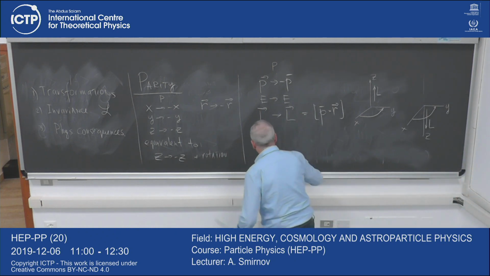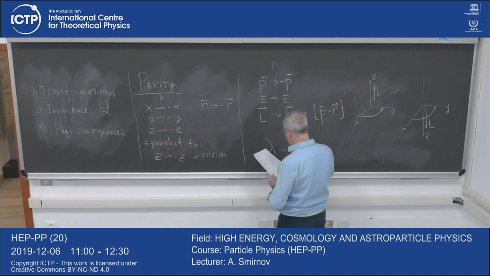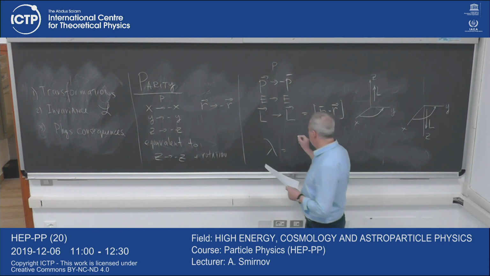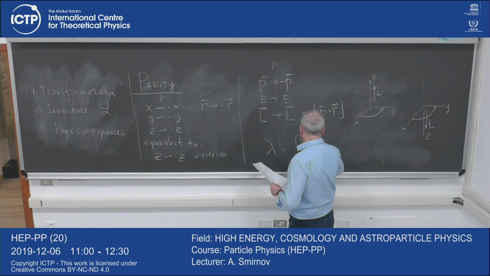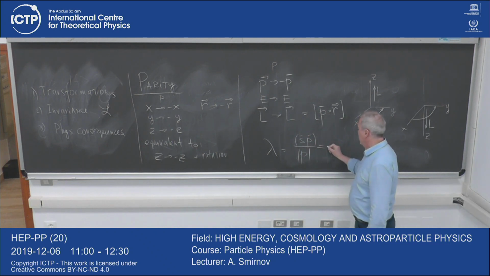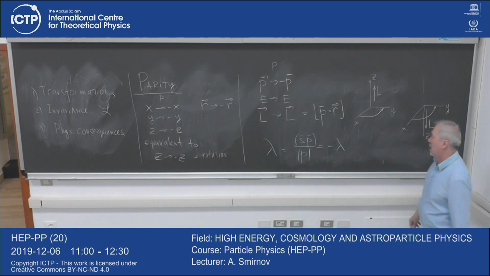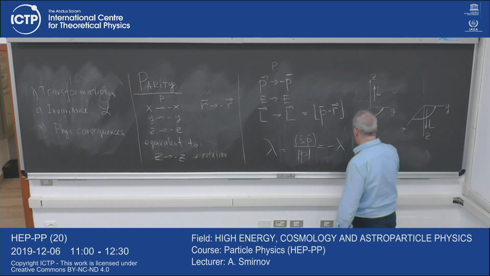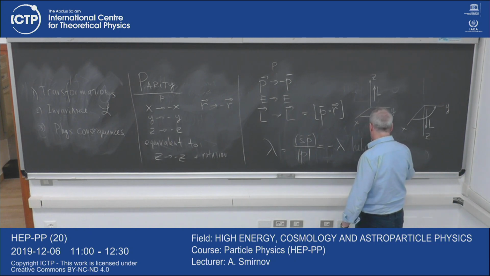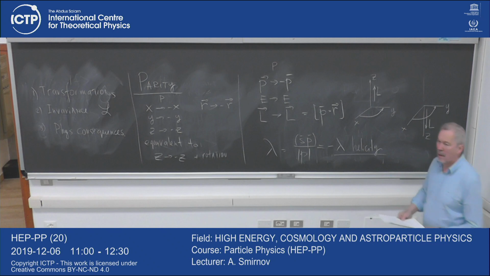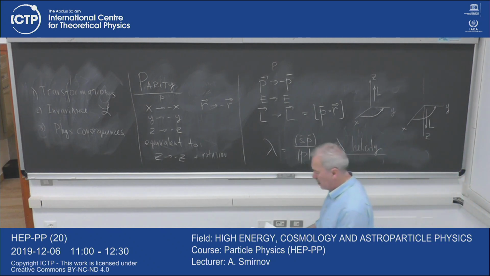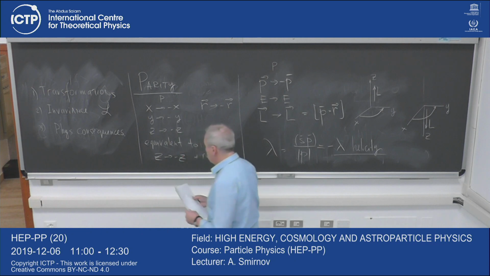Now, what happens with helicity? Helicity is the projection of spin on the momentum. So that changes the sign, because P changes the sign of momentum, and spin doesn't change, and therefore helicity changes the sign. This is helicity. So this is how we define these transformations of coordinates and related quantities.